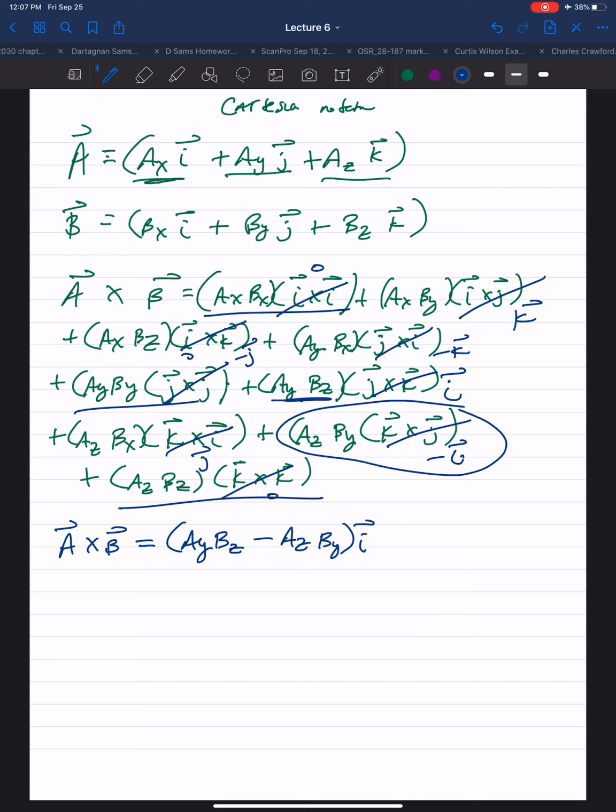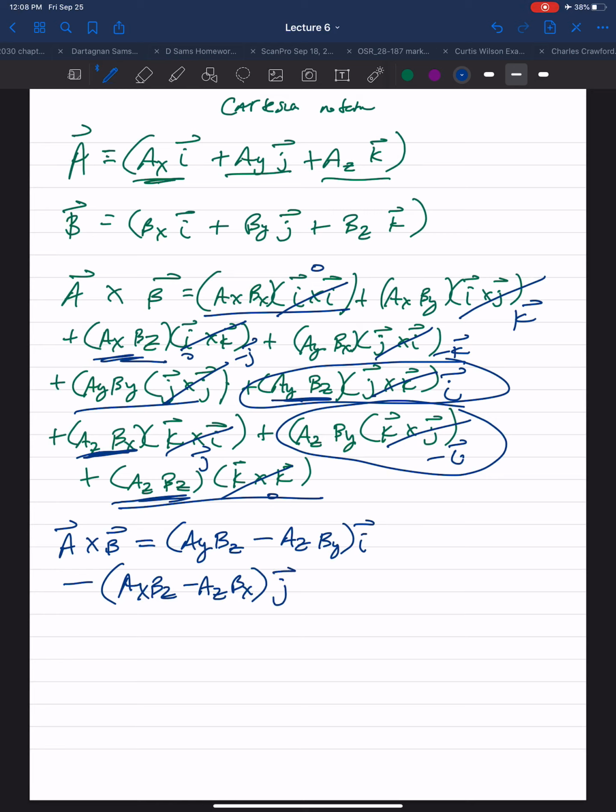So that takes care of these terms. Then we have minus AX BZ, finding our j's now, minus AZ BX unit vector j, plus, finding our k's, AX BY, and the last, minus AY BX k.